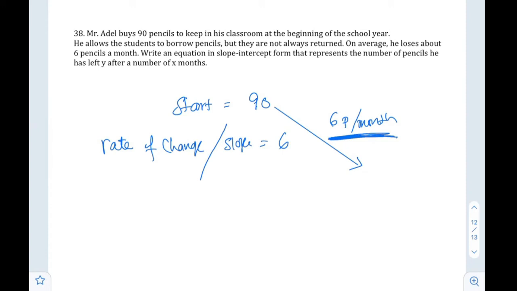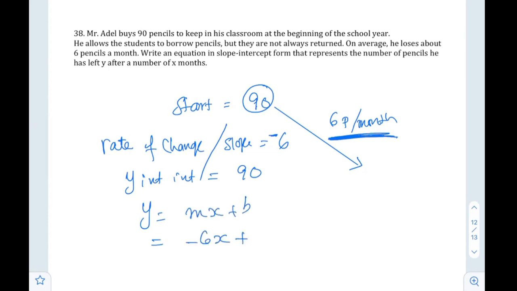But it is decreasing, so it is minus 6. And the beginning 90 means this is where no one borrows. When there is 0 borrowing, that means my y-intercept, my beginning, is 90. So my equation, as he's asking about the equation, mx plus b, is negative 6x plus 90. This is my equation.